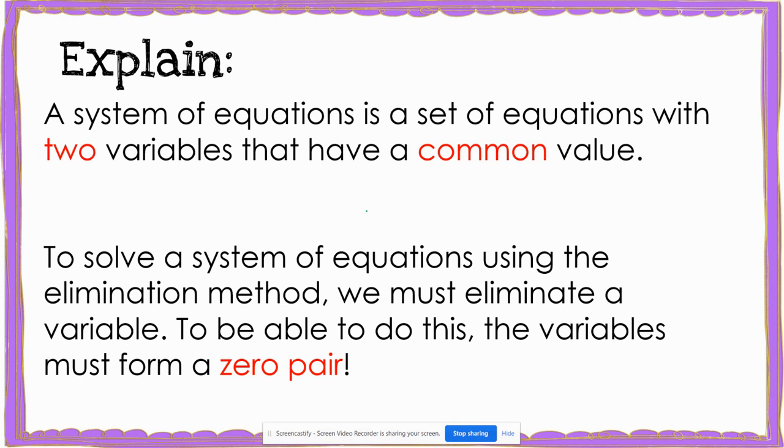So, for example, if you have a system of equations with 3x plus 2y equals 5, and then you also have negative 3x plus 8y equals 12, what you can see is that you have a positive 3x here and a negative 3x here. Well, together, those would make 0 if I added them. So because of that, what I can do is add both equations together.